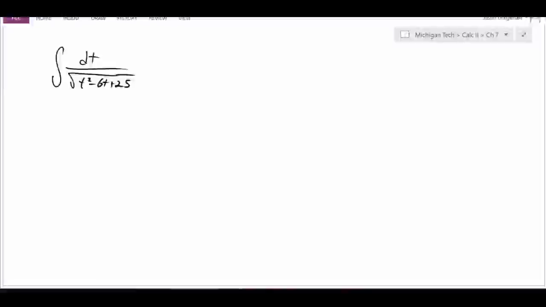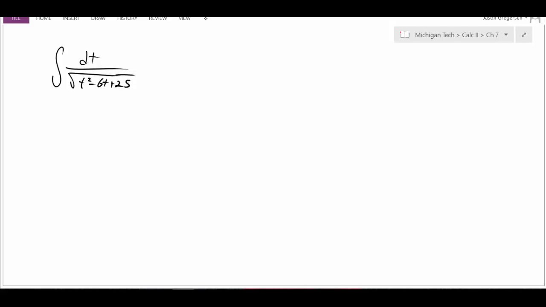In this video we're going to look at one of the bigger, longer, nastier trig substitution problems that really should incorporate a lot of the ideas we've been learning. Alright, so here's our problem. The integral with respect to t of 1 over the square root of t squared minus 6t plus 25.